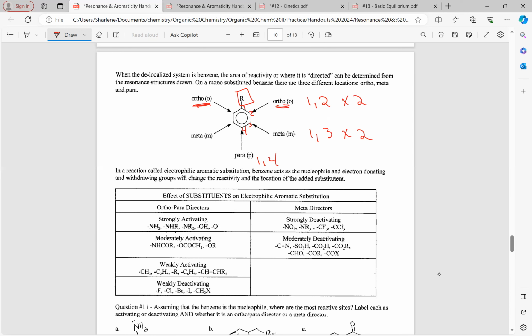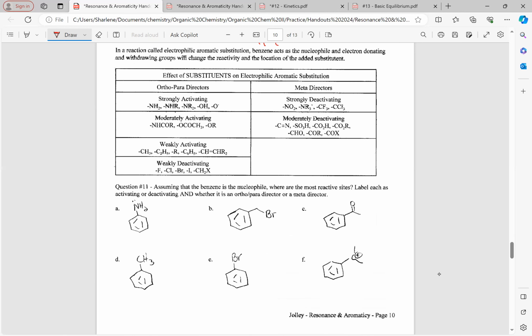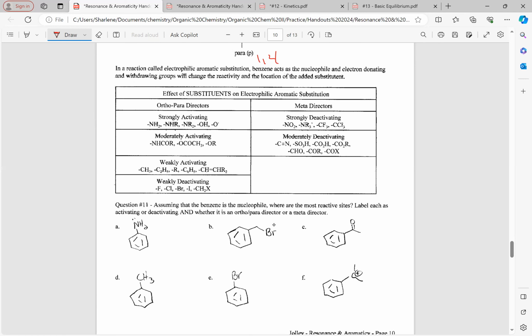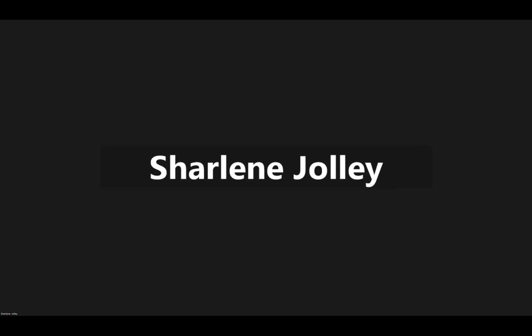And here is the little blurb I was telling you about that is on your reference sheet. Now, if you'll notice, this is a combination of a couple things. So strongly activating, moderately activating, that doesn't necessarily mean donating or withdrawing, but this will help us get a feel for it. All right, so in a reaction called electrophilic aromatic substitution, benzene will actually act as the nucleophile, and electron withdrawing groups will change its reactivity for that reaction to occur. So remember, benzene is going to be the nucleophile, and nucleophiles have density to give.